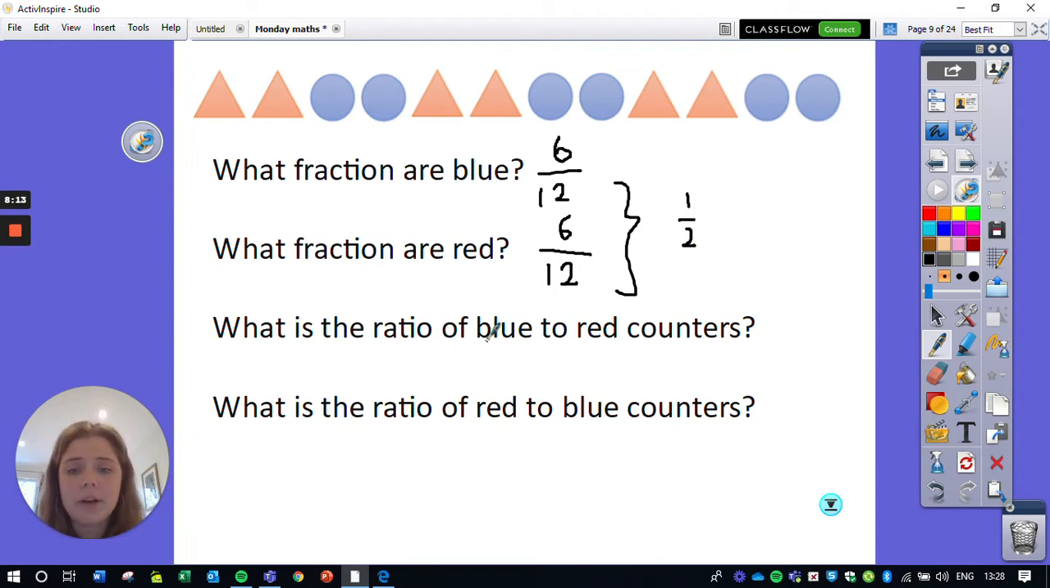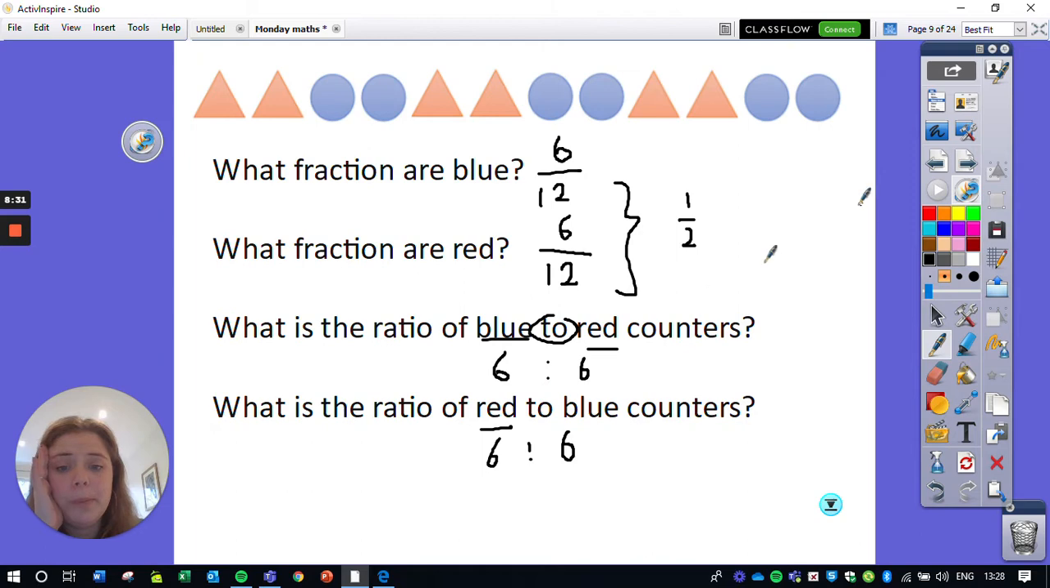Okay, what is the ratio of blue to red counters? There were 6 blue to every 6 red counters. And for this next question, again, 6 red counters to every 6 blue counters. So you can see actually half of these counters were blue and half were red, and that's actually represented as the number being the same.